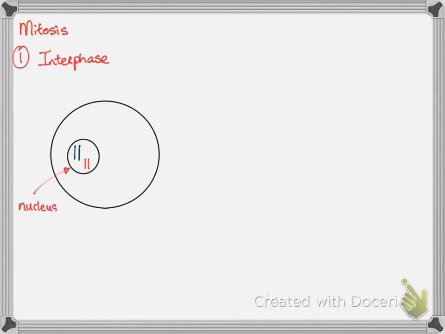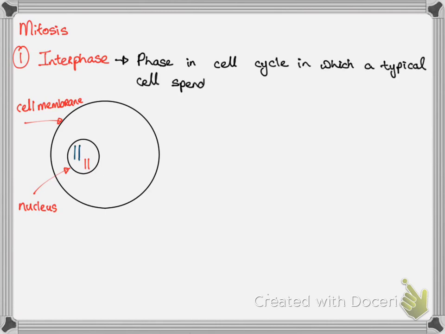First of all, mitosis. There are several stages to mitosis, and the first is interphase. So here again, I've just made an easier diagram for this one. You can see the nucleus and the cell membrane. Interphase is the longest stage of the cell cycle, and that's because this is where the cell spends most of its life, in interphase.